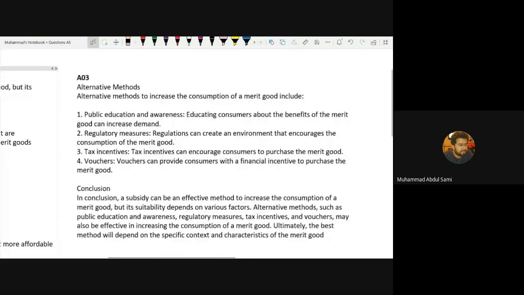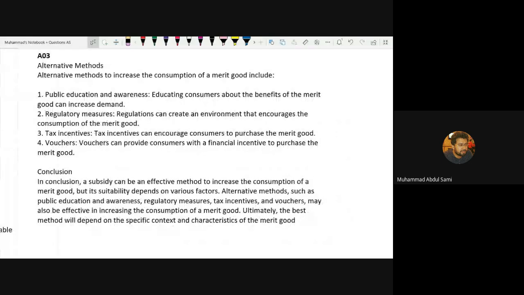Now, the possible AO3, that is the evaluation part, would be to describe the alternative methods. The alternative methods could comprise a solution and a justification. So here it is: public education and awareness. Simultaneously with the concept of subsidy, you can establish the idea of public education and awareness. It encourages information building; the awareness will make more information available to a consumer. So educating consumers about the benefits of the merit good can increase demand.